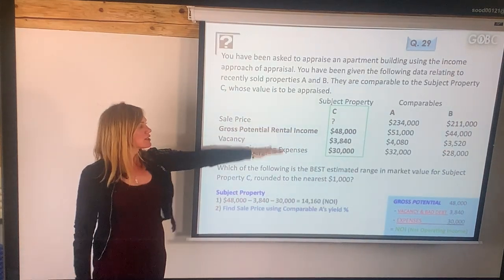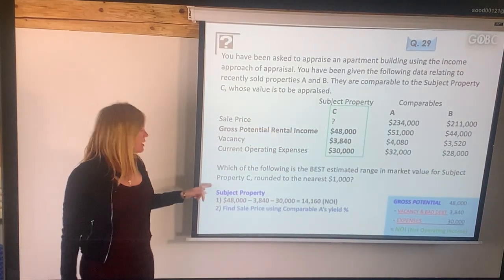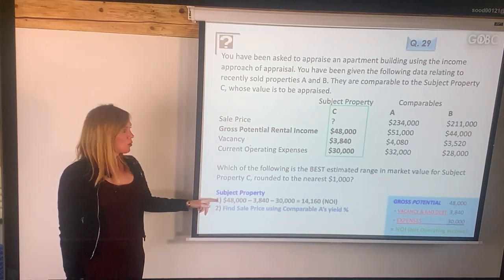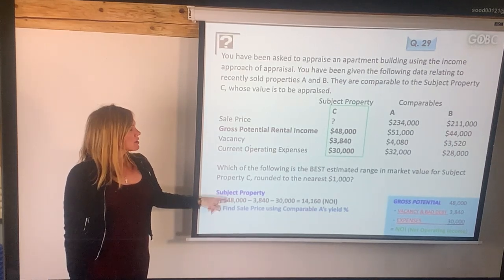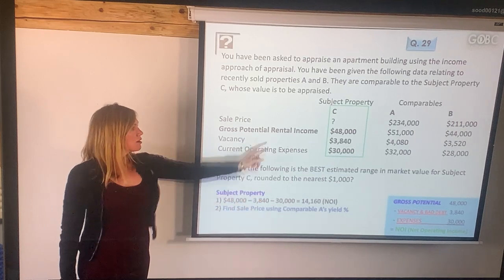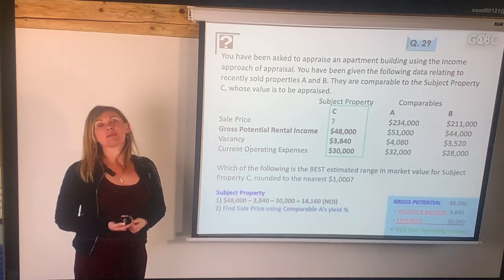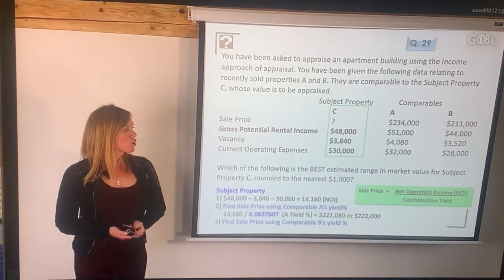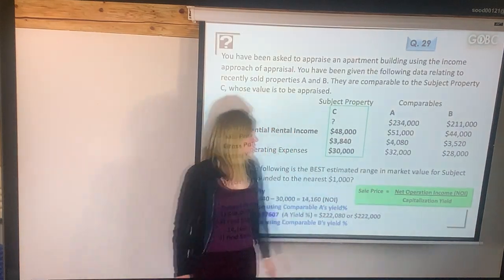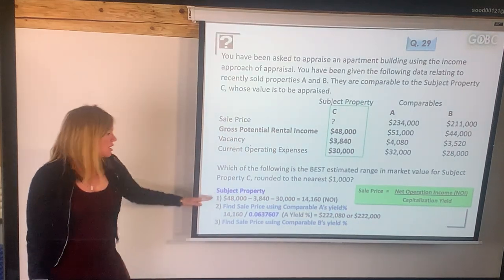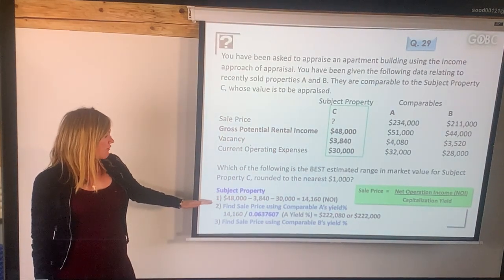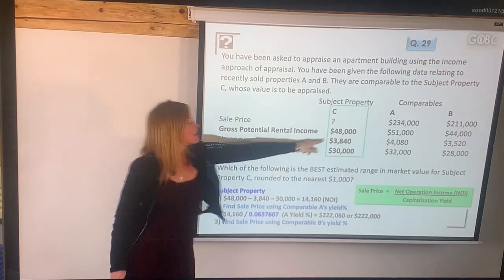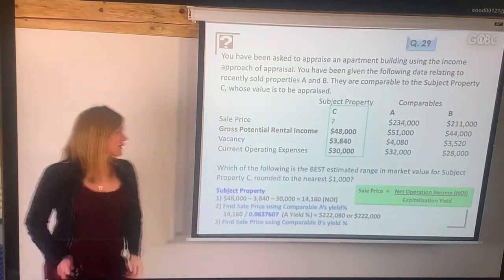So first I have to find the income for my property C. So for the subject property, my NOI, my income is 48,000 minus the vacancy, 3,840, minus the expenses, 30,000. My income comes up as 14,160. So that's my NOI. That's income. And the formula for the sale price, you take the income divided by the rates, right? So what we need now is to get the rates. I have the NOI for my subject property, and then I have to take the rates.